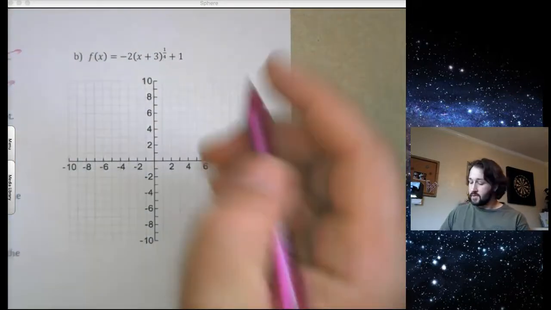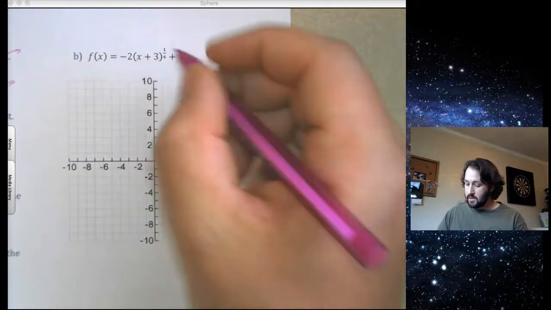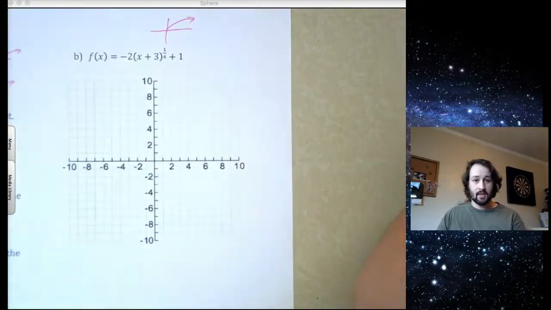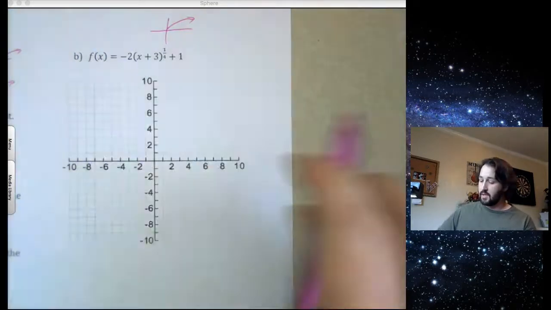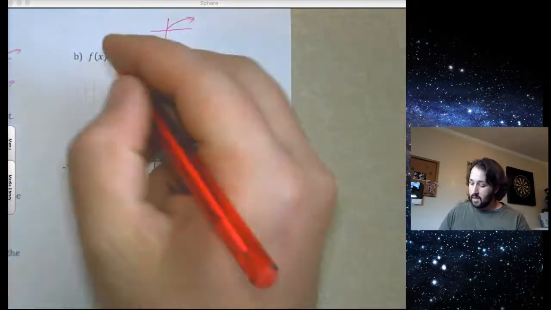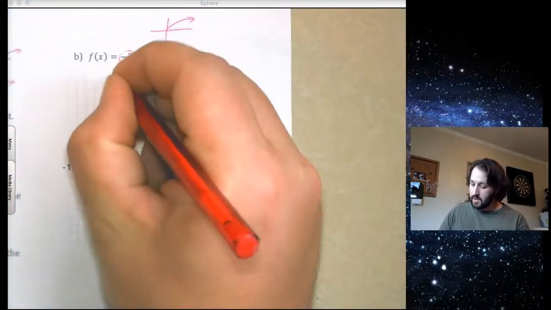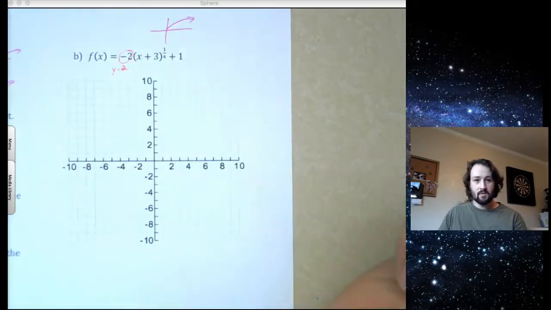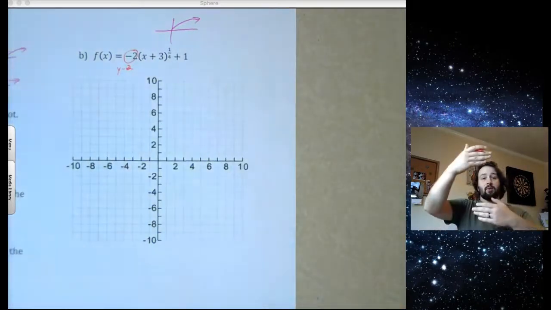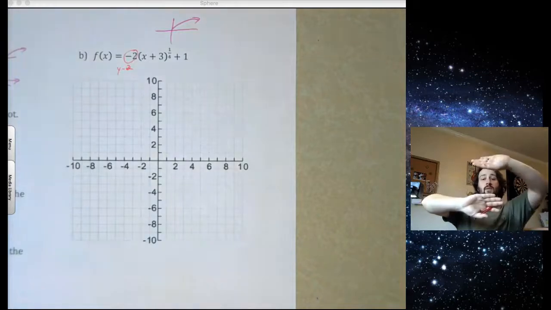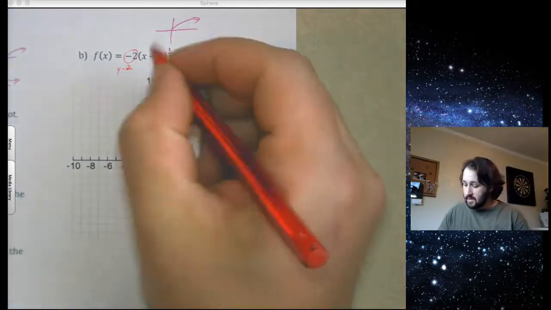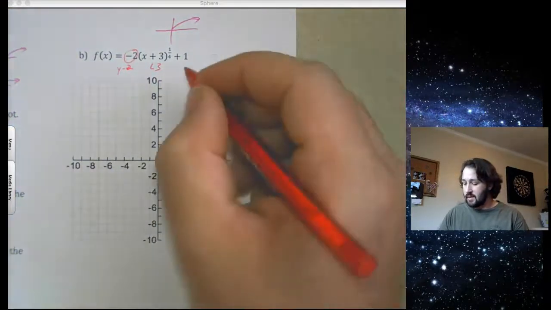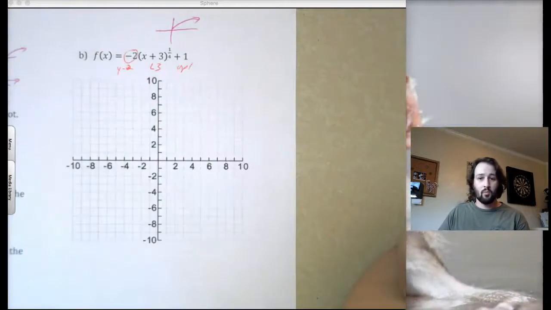Here, again, first thing I look at is the exponent. The exponent is 4, so I know I'm going to have a basic parent function, something like that. So now I have to think about all the effects on the graph. I'm going to multiply the y's by -2. That negative on the outside is going to multiply the y's by -2, so it'll flip it over the x-axis. Now this plus 3 is going to move it left 3. Remember, it does the opposite of what it has on the inside. And then the plus 1 moves everything up 1.